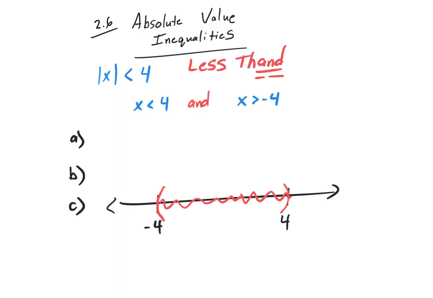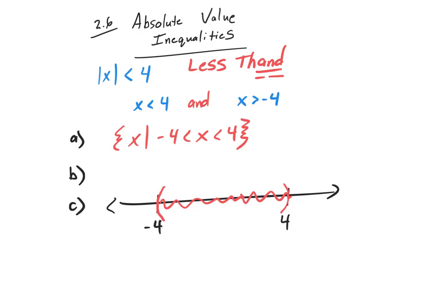And I've said this several times. I like doing the graph first. If you don't want to do the graph first, you don't have to. But I just think it helps me write my answer for A and B a whole lot easier. Because as I go up to my set builder notation, I can say that x is between negative 4 and 4. Any value from negative 4 to positive 4 should work.